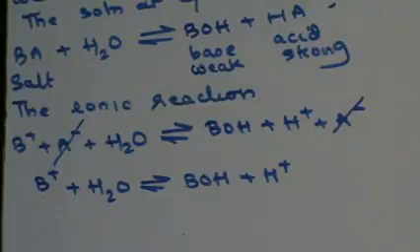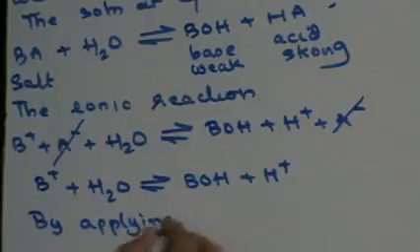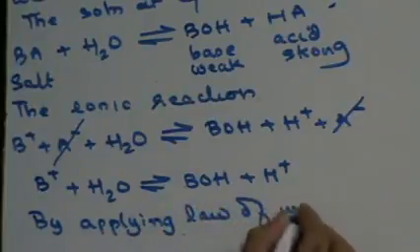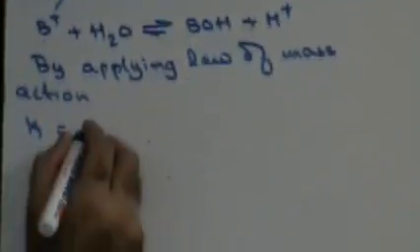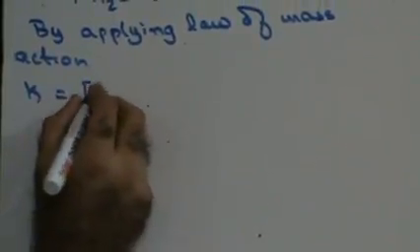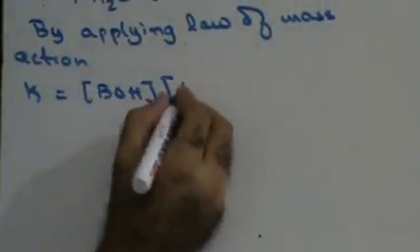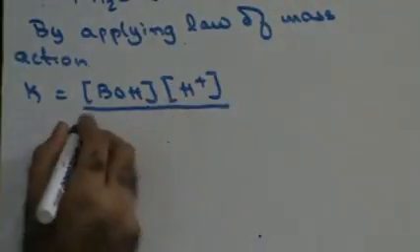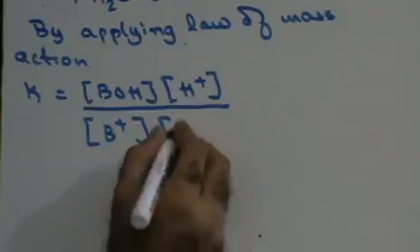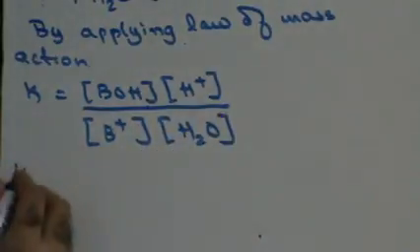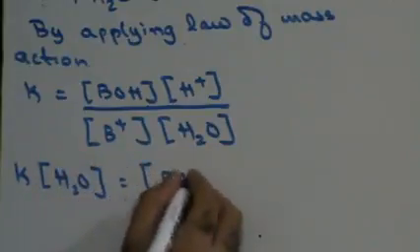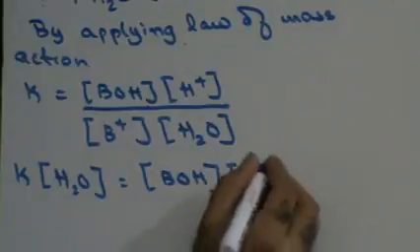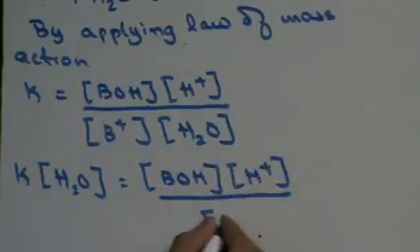Right, now if I apply law of mass action to this, I can say that dissociation constant is active mass of the product upon active mass of the reactant, that is active mass of BOH into H plus upon active mass of the reactant, that is B plus into H2O. I can take H2O on the other side, so K into active mass of H2O will give you active mass of BOH into active mass of H plus upon active mass of B plus.